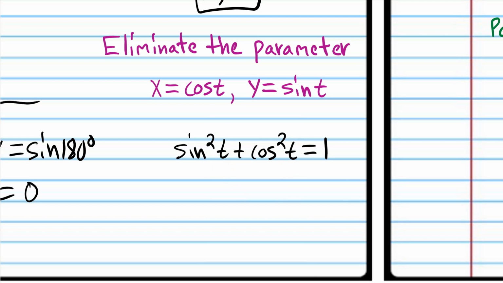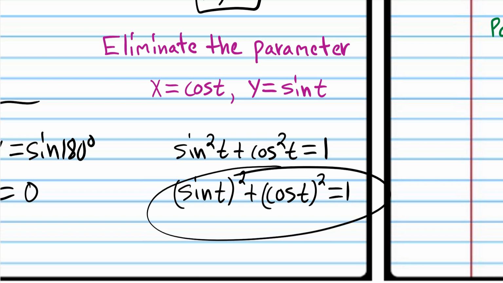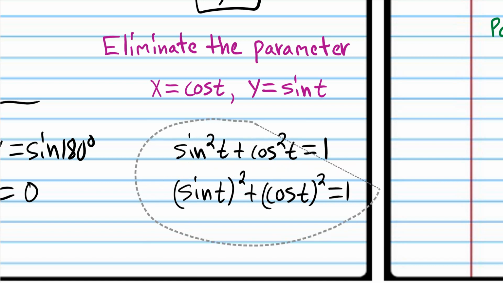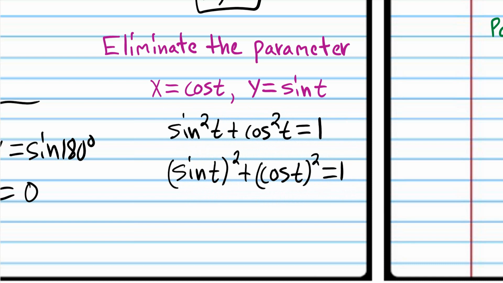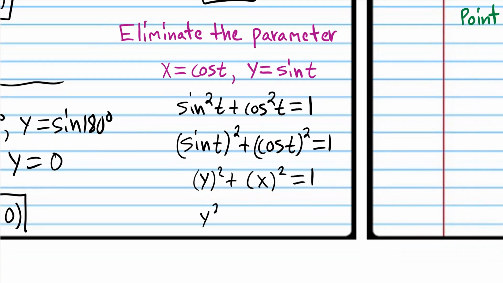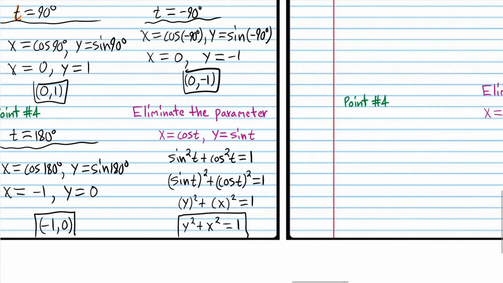So we can replace. Now, before we do anything, I'm just going to remind you that this is abbreviated notation, which means this. So don't be confused by that. So sine t is just y, so I'm going to replace it with y, and cosine t is just x. So then we have y squared plus x squared is equal to 1. You can see that it's just a circle with center at 1.